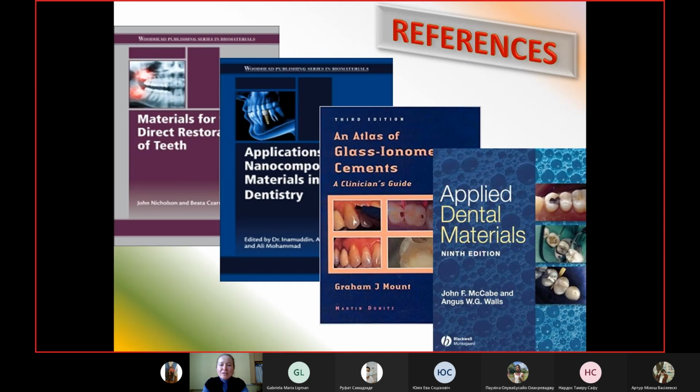During this lecture, I used such references. You can see Applied Dental Materials by John McCabe, Application of Nanocomposite Materials in Dentistry, Materials for Direct Restoration of Teeth, and Atlas of Glass Ionomer Cements.